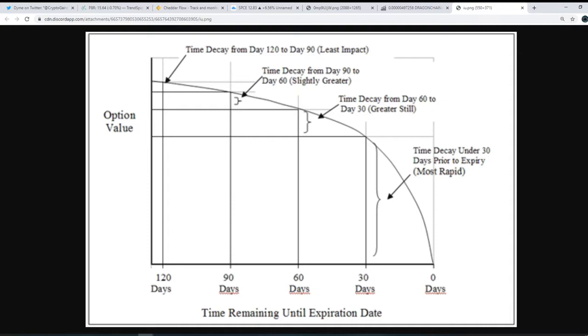So my SPCE $10 calls, if SPCE goes to $40, I hope, then I can exercise my calls and get all of those shares for $10, which will obviously be an amazing trade.